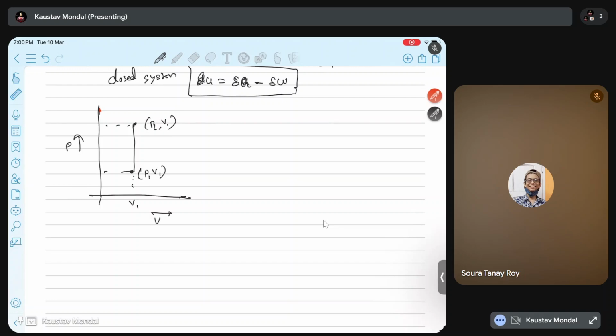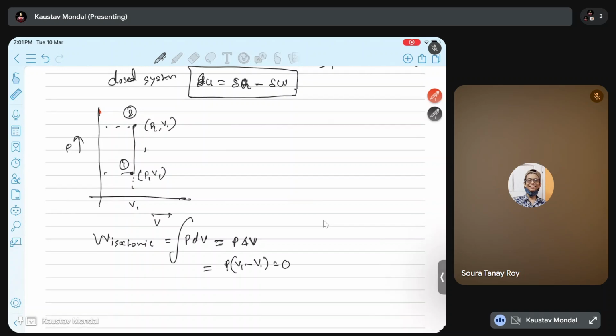In this case, for isochoric, the work is given by PdV. If you do the integration, it gives P delta V. Here the volume is not changing. V1 remains fixed both at state 1 and state 2. So the work done is V1 minus V1, which is 0. This is for isochoric.